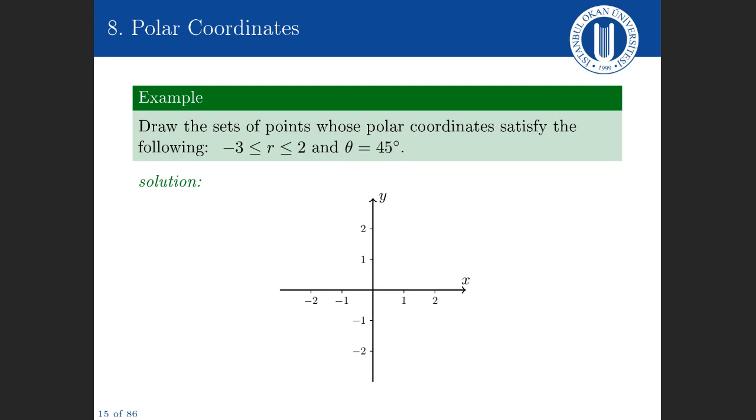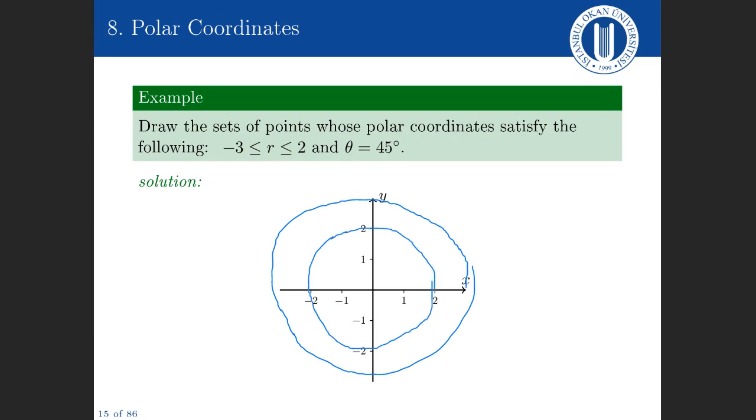Let's do another one. Draw the set of points whose polar coordinates satisfy that r is between minus 3 and 2, theta is equal to 45 degrees. Okay. We need a circle of radius 3 and a circle of radius 2. And then we must have a line of angle 45 degrees. We need to be on the orange line. We need to start at minus 3. So start down here, and we need to finish at 2. So it must look like this.